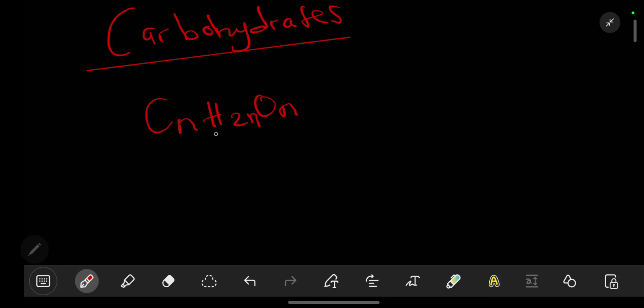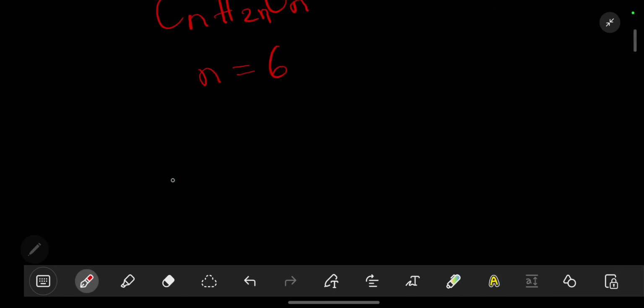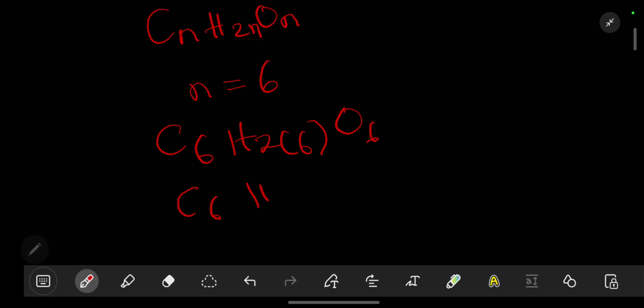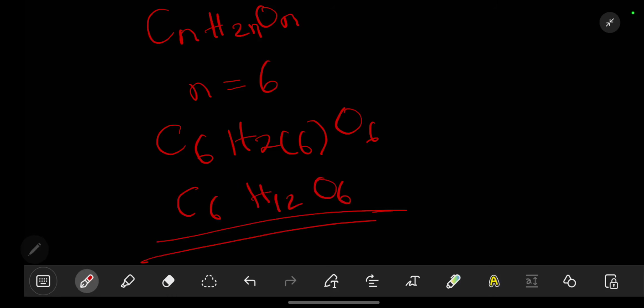Okay, so just to shed more light, if you are looking at glucose, n is equal to 6. So glucose will be C where there is n we have 6, H2n where n is 6 gives 12, and O with 6, which gives us C6H12O6. So this is the formula of glucose.